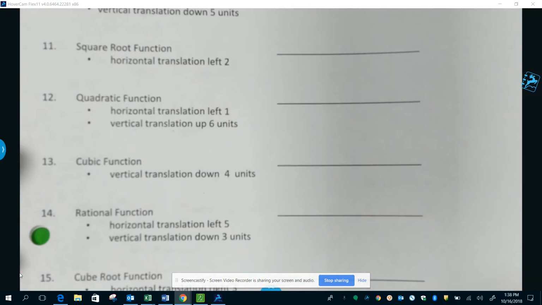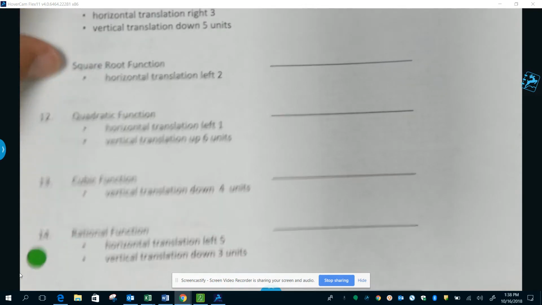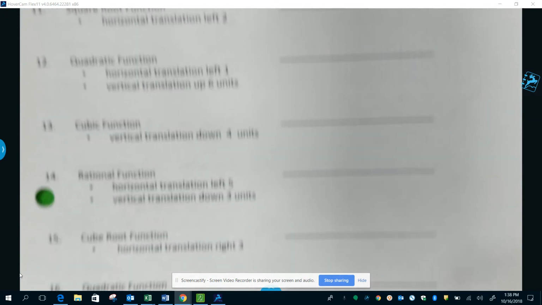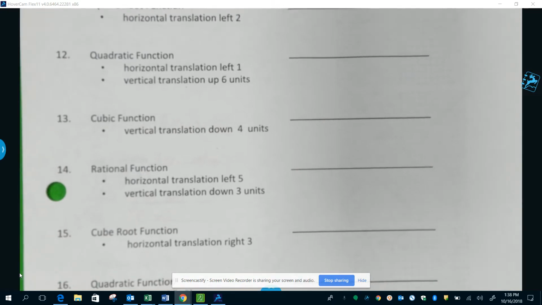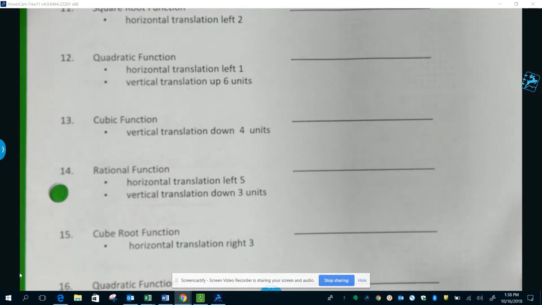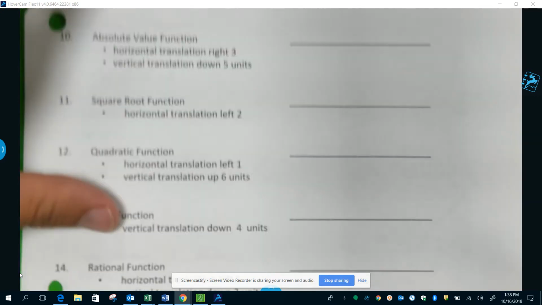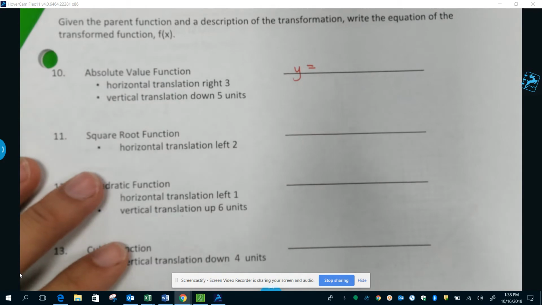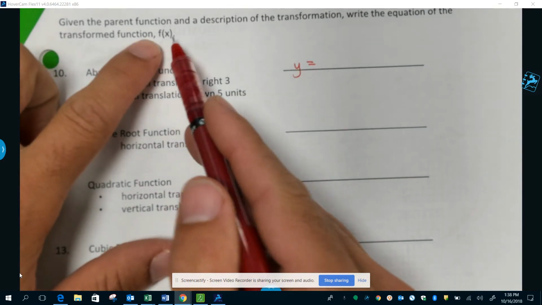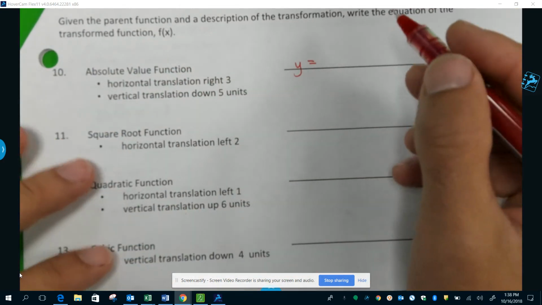All right, flip it over to the back. When they give us our word problems, if you will, basically giving us a description of the transformations, we have to write the equation. So if you look at 10, if I need an absolute value equation, I'm going to say y equals, or you could use f of x equals. Either way, I prefer to use y equals.